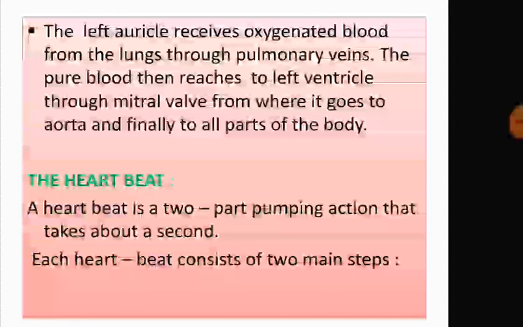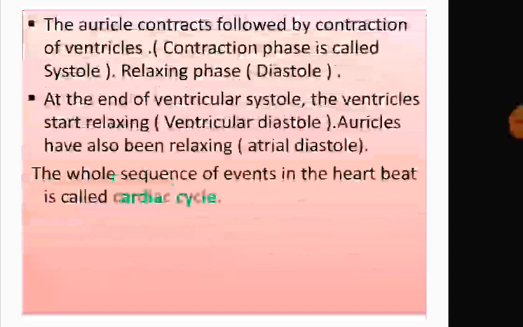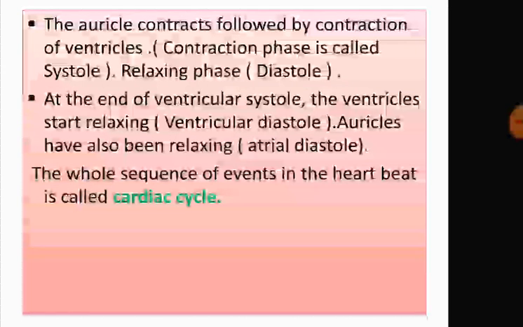Next is the heartbeat. A heartbeat is a two-part pumping action, and each heartbeat consists of two main steps. The first step is when the auricles contract, which is followed by the contraction of the ventricles. This phase is called the contraction phase, also called systole. And the relaxation phase is called diastole.